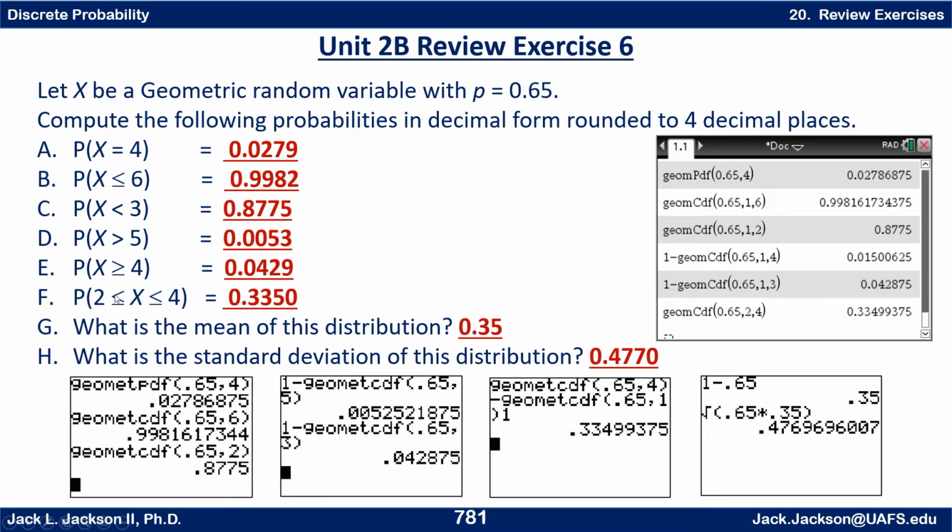We want to keep the bars 2, 3, and 4. We want to get rid of that 1, anything below 2, which in this case is only the one at 1. So that's 0.65, 1 geometric CDF, and do those, and you get the difference between those, which is the probability you want, 0.3350.